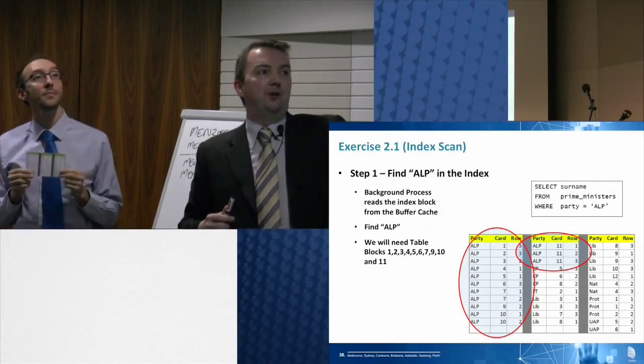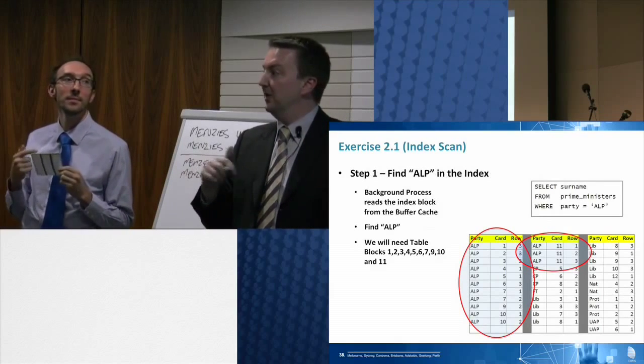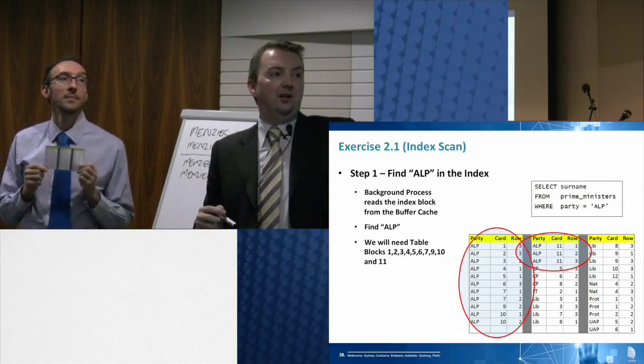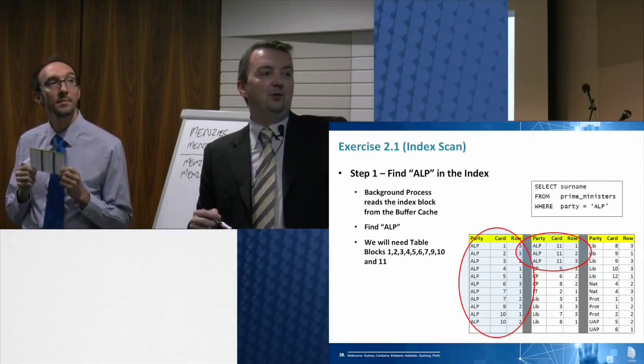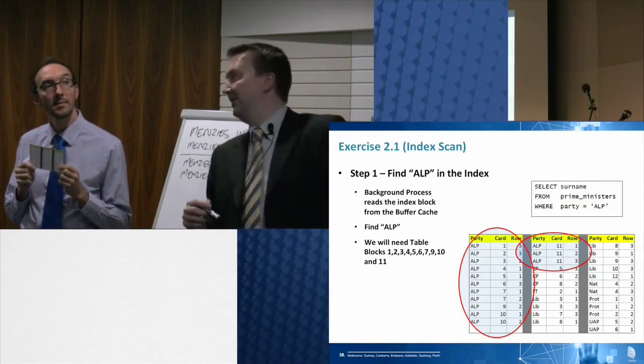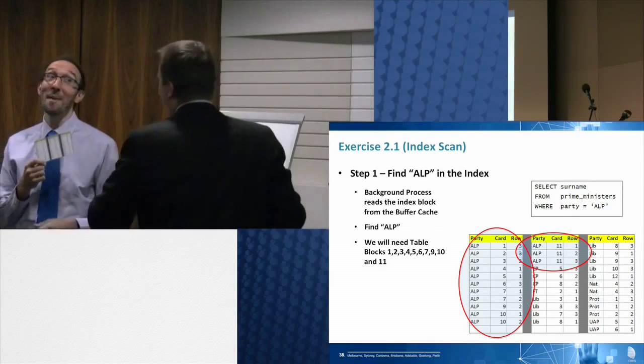Righto. So we're going to find ALP in the index. Before, when I was looking for Menzies, there were not so many. This time for ALP, there are lots of entries in there. And I can see I'm going to have to go to card 1, 2, 3, 4, 5, 6, 7 twice, 9, 10, and 11. Oh gosh, so busy.